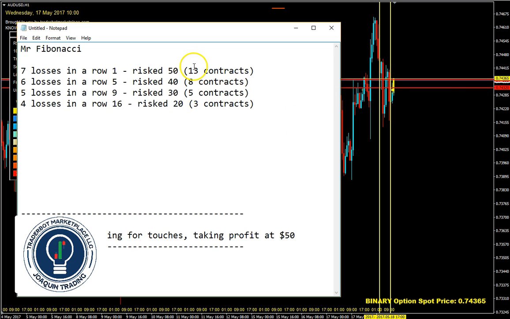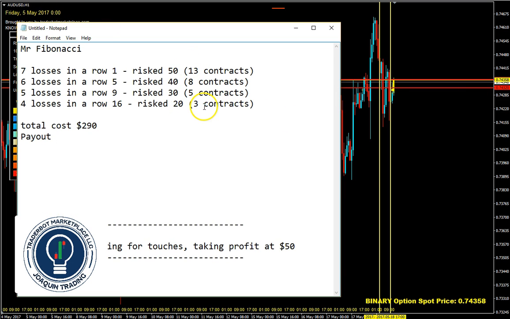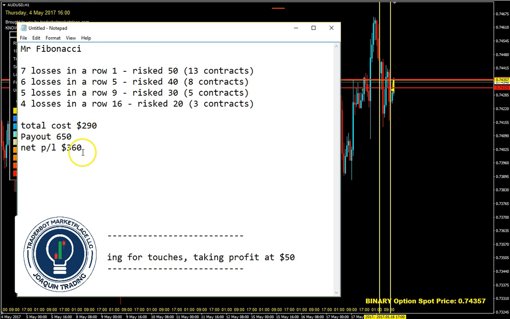How much does it cost? 13. If it takes a full 4 more trades to do it, the total cost would be $290. What would our payout be right here? It'd be $360. So we're risking $290 over the course of all of the trades to potentially make $360.